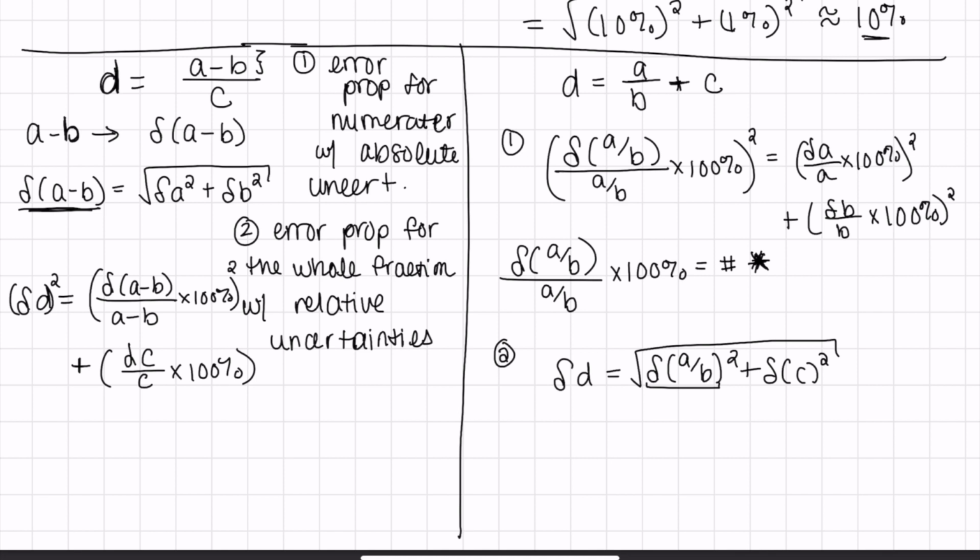I don't think they usually care whether you give absolute or relative, but just make sure you're always keeping the percent sign or the units on so that whoever is grading your lab report can distinguish. And so long as you have one of them, that should be perfectly reasonable for your lab report.